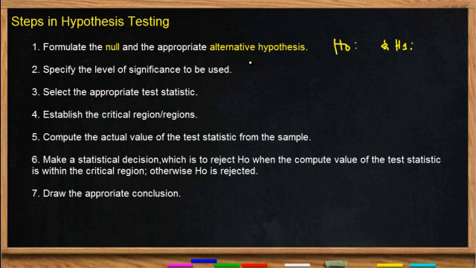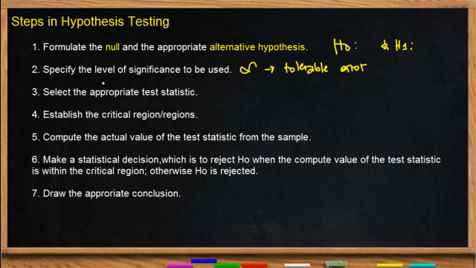Then specify the level of significance to be used. Alpha mao ni ang ato ang tolerable error, meaning mao ni ang error nga ato ang i-expect. So atong error is dapat gamay lang. Alpha must be around 0.05 or 0.01. So meaning 1% or 5% ato ang tolerable nga error.